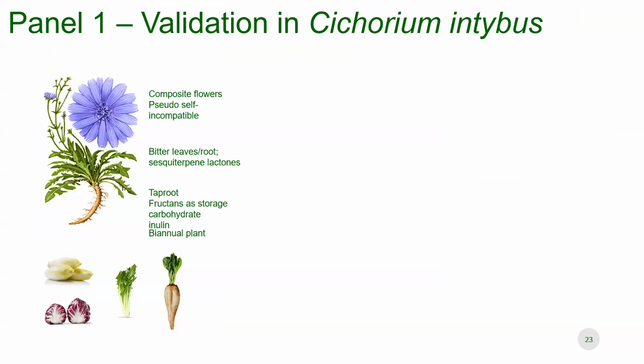And then, as I said, some of these tools are validated in other crops. Here is an example of the tools in panel 1, which we validated in Cichorium intybus, which is industrial chicory. It's a crop that's very locally interesting. We have a long breeding history in my institute in Cichorium.